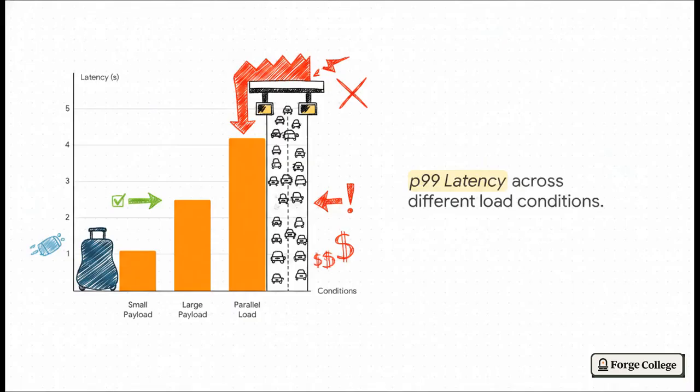Looking at the data from our three conditions, our small payload sits at a p99 of 1.1 seconds. Not bad at all. But look at the large payload. It jumps to 2.5 seconds. That drastically increases our baseline cost. Basically, our luggage is just way too heavy. But the real shocker here is the parallel load, 4.2 seconds. No way, right? That massive tail latency points straight to RPC queuing contention. Our toll booth is completely overwhelmed by the traffic.